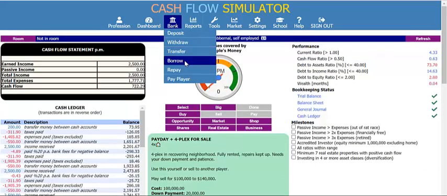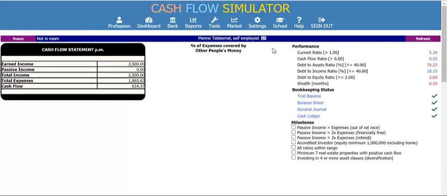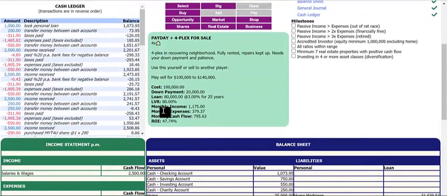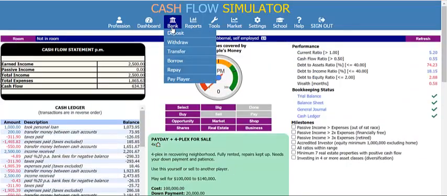You can borrow money. Once again, I need to make sure I click it hard enough. So let's say that I want to borrow $1,000, 10% per annum for 1 year. So I can then borrow $1,000. And you will see that my personal loan is $1,000 and my cash flow on that is going to be negative $87.92. So I'm going to be paying for this loan, and my checking account now has $1,073.95 because I've been able to add that 1,000.